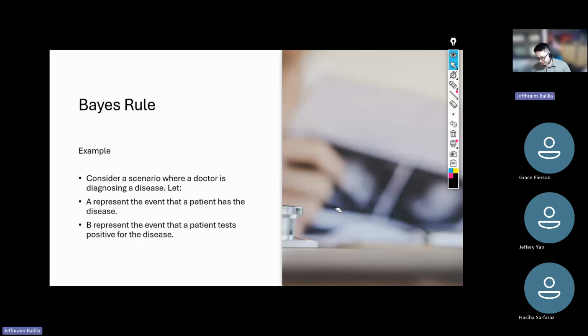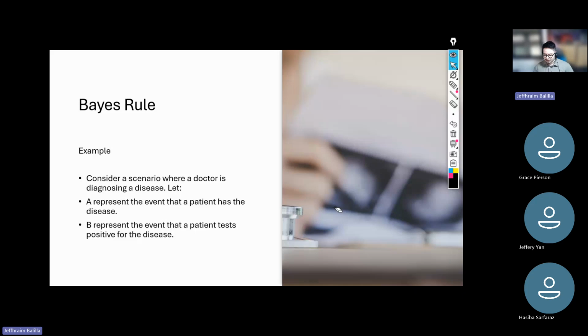There's also another event called A bar or a complement, in which you don't have the disease, but the test tells you otherwise. You don't have the disease, but the test says you're positive. Those are the different errors, the different problems that you would encounter in this field, and we try to minimize that, right?